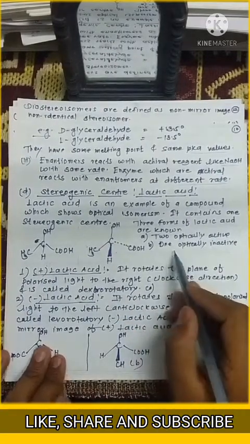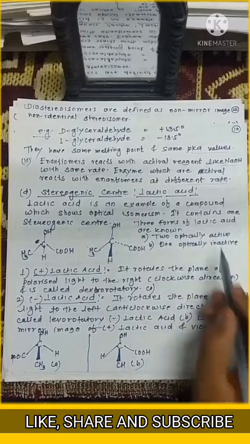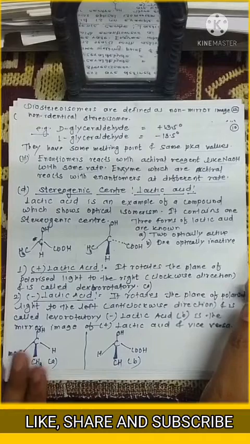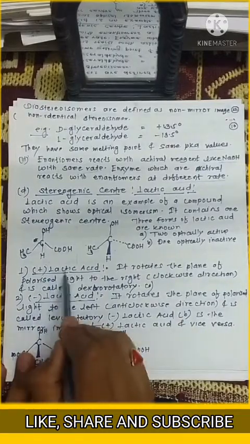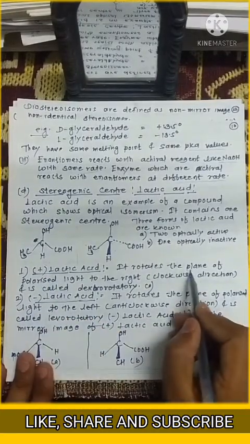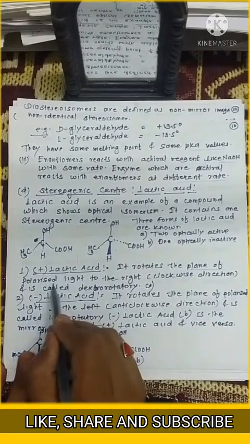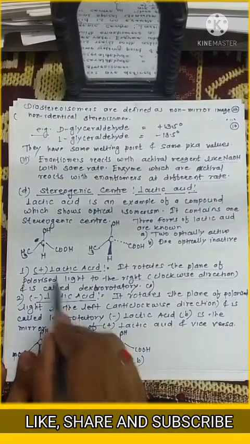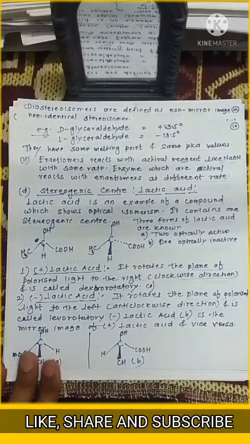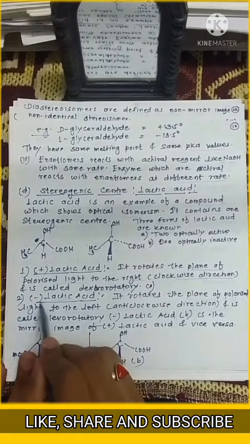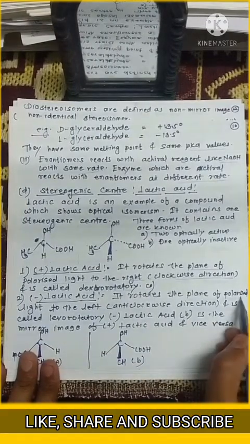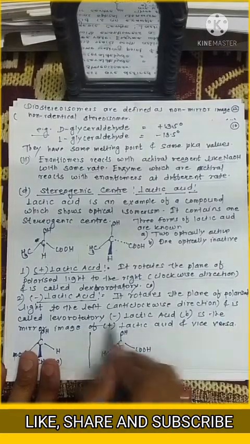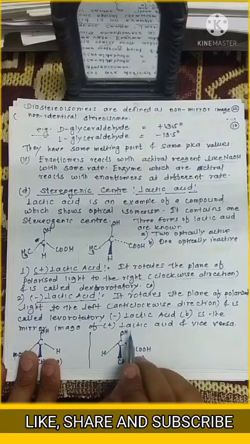We are now going to discuss in detail the optically active forms of lactic acid and the optically inactive form of lactic acid. So the first form is plus lactic acid. It rotates the plane of polarized light to the right side, that is, clockwise direction, and that's why it is called dextrorotatory. Negative lactic acid, or minus lactic acid, rotates the plane of polarized light to the left, that is, anti-clockwise direction, and is called levorotatory lactic acid.